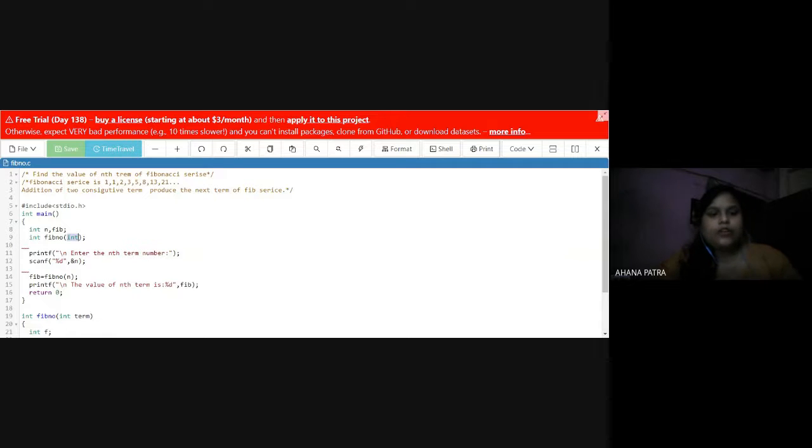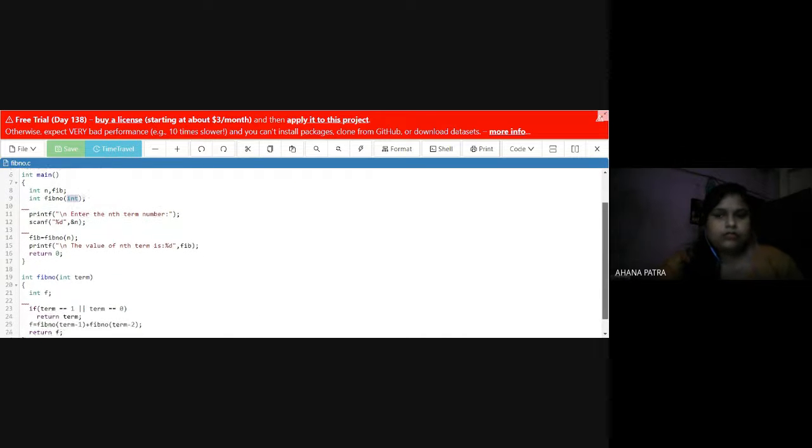Now we call the function, and this function returns the result in the variable fib, that is fib equals Fibonacci n. That means it calls the function Fibonacci. When we get the result from Fibonacci, we print the value of fib, and then our program ends. So now, how do we solve the Fibonacci function?